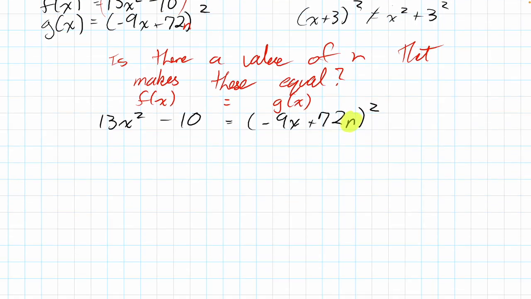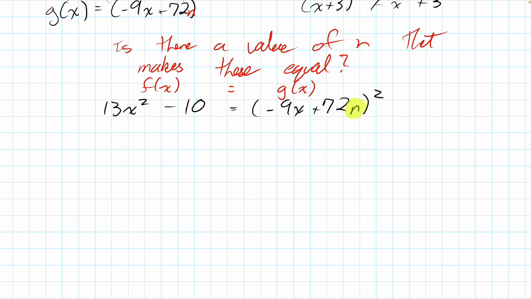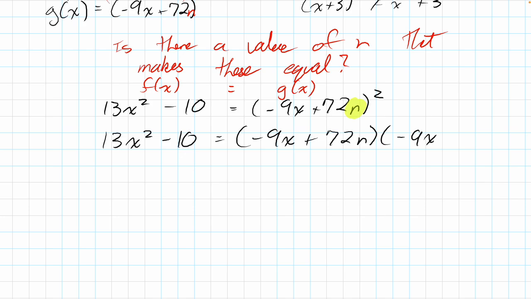So what I'll do here is leave the left side the same, 13x squared minus 10. And then we're going to expand. Do you have a calculator handy? Yeah. I know already that I'm not going to be able to mental math this binomial expansion.